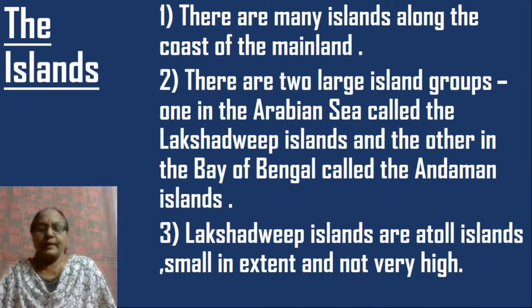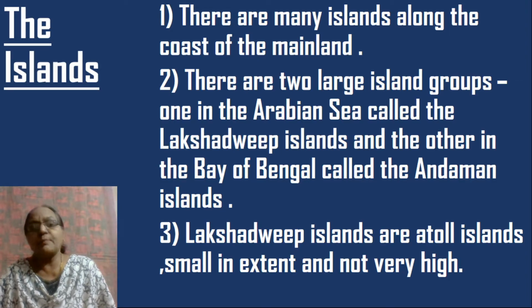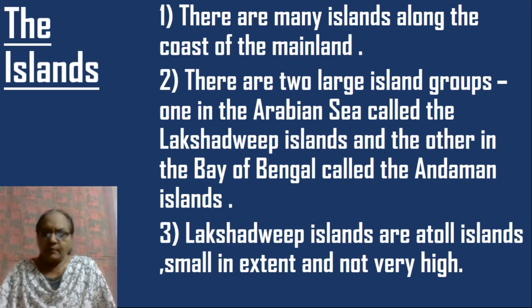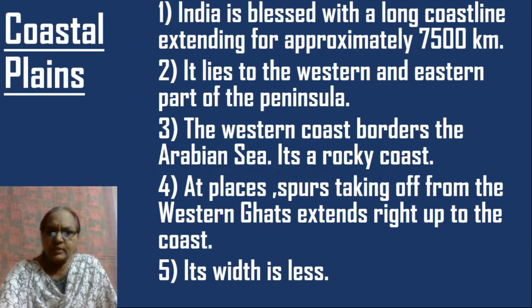Now apart from these, we also have small islands which are seen along the coastline. For example, on the western coast, we have islands like, we have Helen Islands. Then we have on the eastern side. I'll just show you, just a minute.